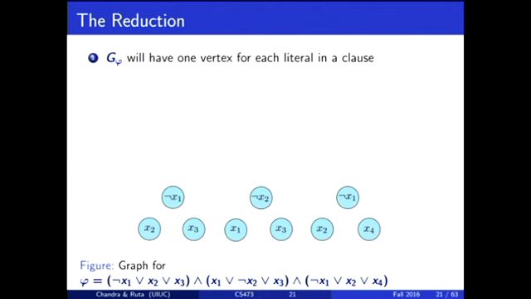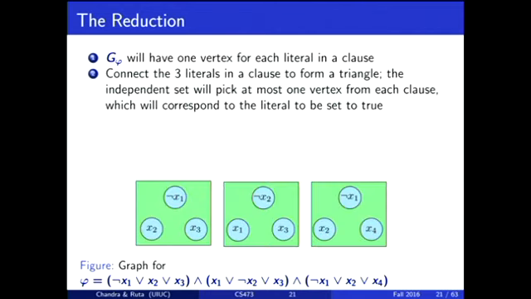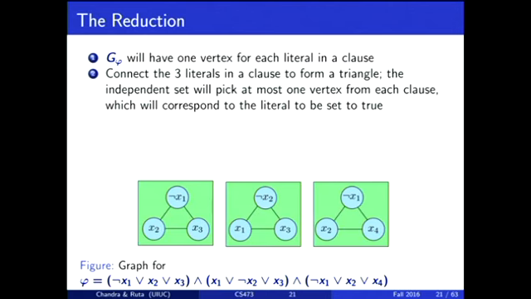For every clause you create 3 vertices, so you have a box for each clause with 3 vertices. I label the vertices: this one is not x1, x2, x3. I create 3 vertices and a triangle on them, so I add those edges. For every clause I create a triangle, because there are 3 literals. This guy is not x1, this guy is x2, this guy is x3. I just put a label on them. Clear? So far so good? This is easy to do.